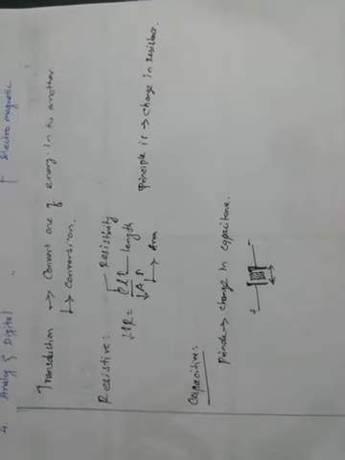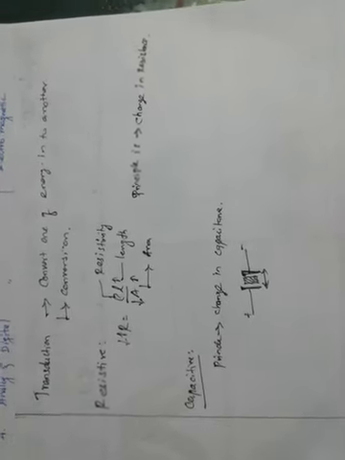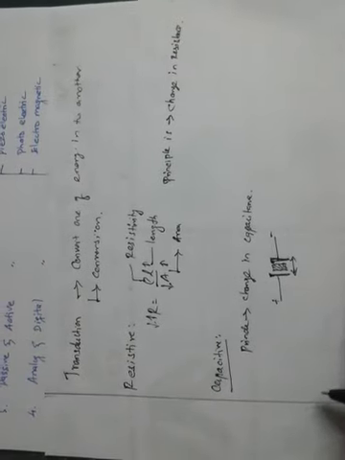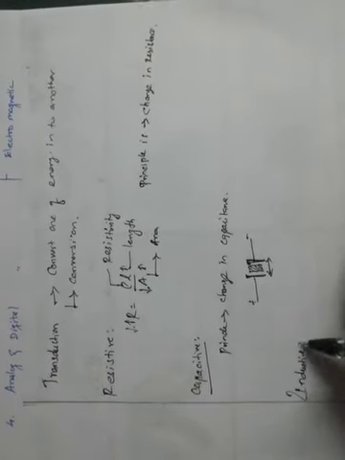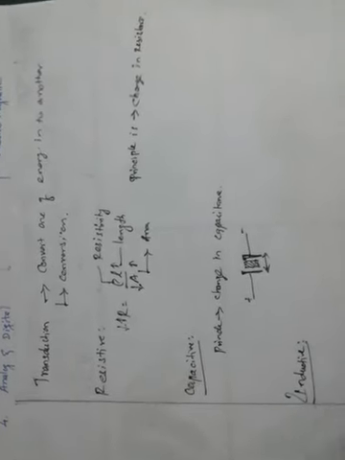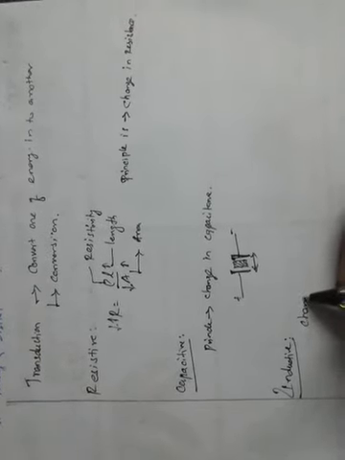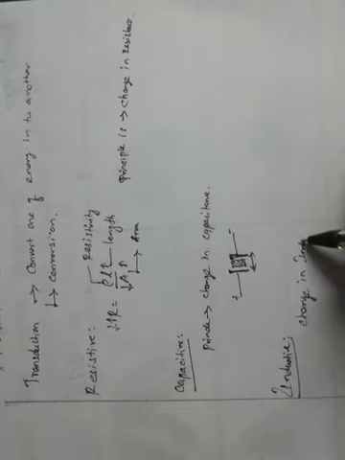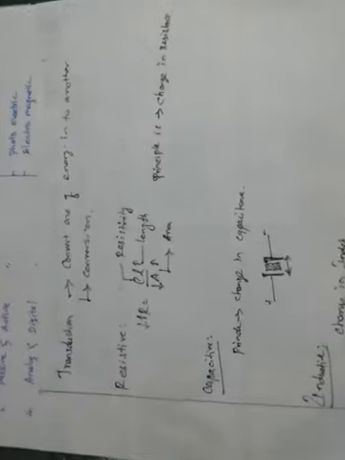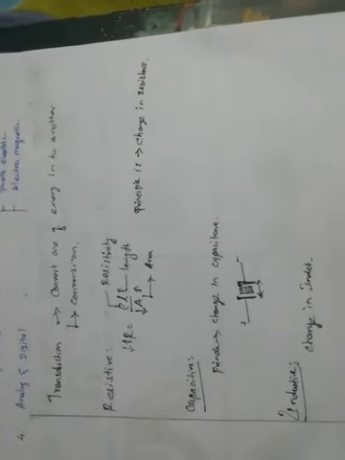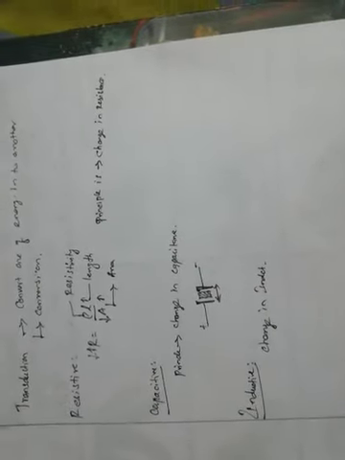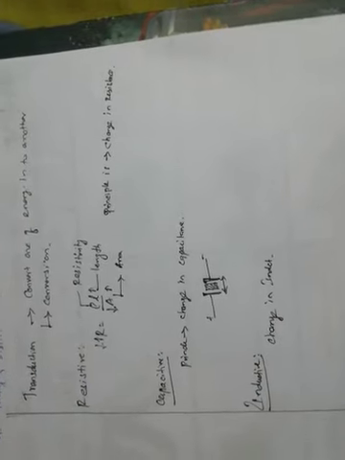So these are all the applications of capacitive transducer. So next is inductive transducer. It is based on the principle of change in inductance. So here, resistive transducer means change in resistance, and capacitive transducer means change in capacitance. Inductance means change in inductance. So how to change the inductance value?